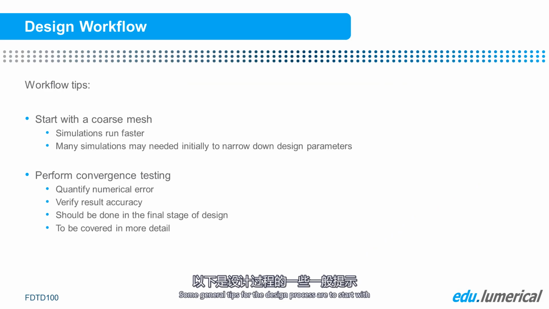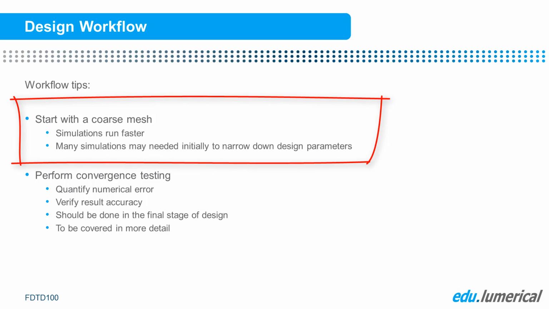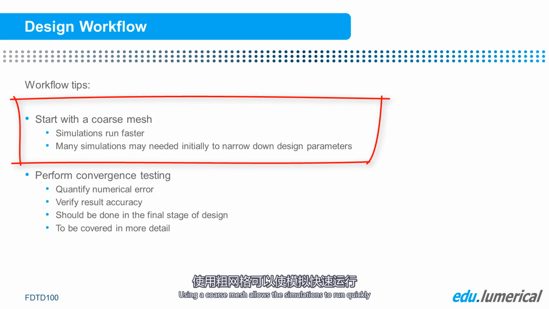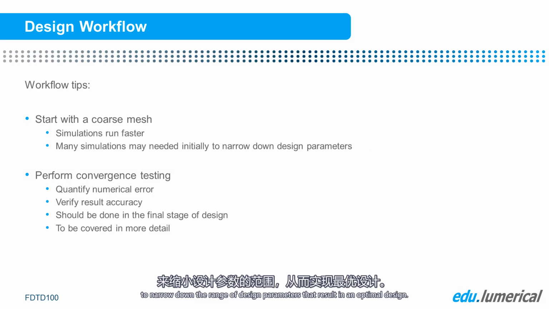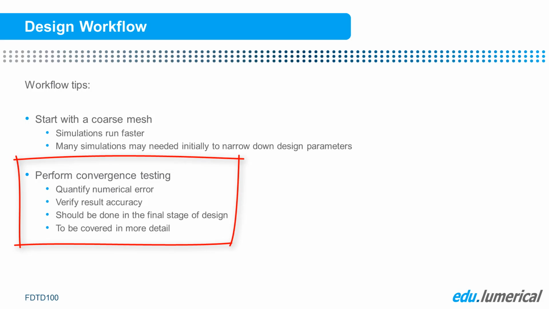Some general tips for the design process are to start with a relatively coarse simulation mesh for initial simulations. Using a coarse mesh allows simulations to run quickly, which is desirable since you often need to run many iterations to narrow down the range of design parameters that result in an optimal design. Then, convergence testing can be done to obtain high accuracy results as a final step.